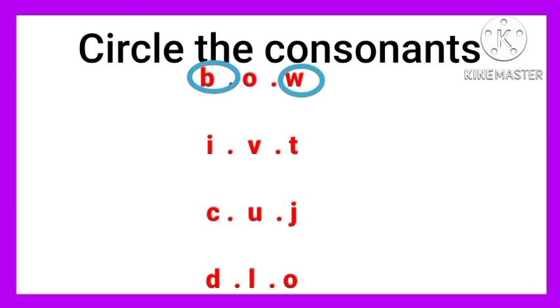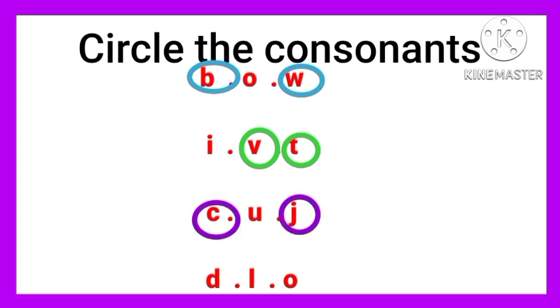In first line the consonant is V and W. In second, V, T. In third line, C, J. Fourth line, D, L. These are consonants.